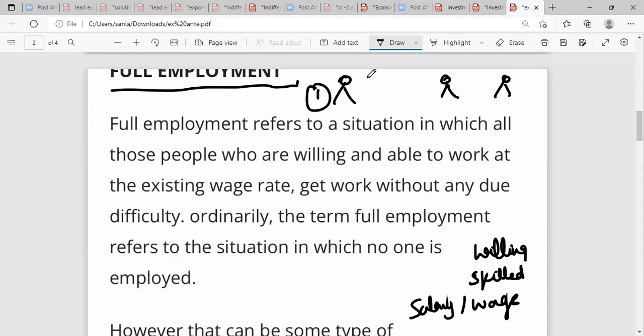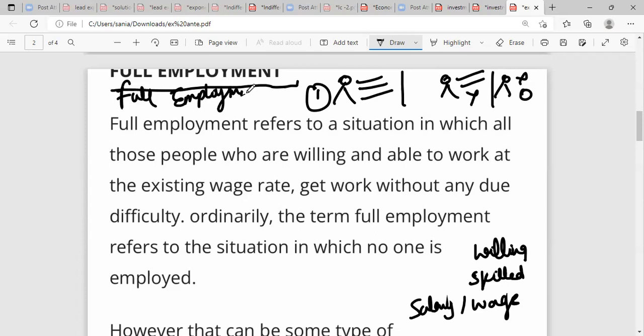The first type of person is willing to work, is skilled, and is ready to work at whatever salary is being offered. The second type is willing to work, is skilled, but doesn't want to work at the salary being offered. The third type is not willing to work at all. When they are not willing to work, it becomes zero; other skills don't matter. So there are three types of people over here. So ma'am, what is full employment here?